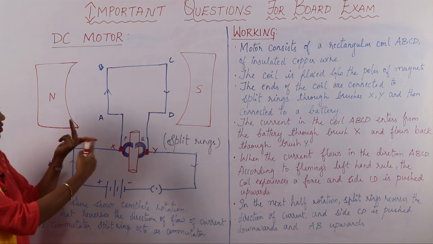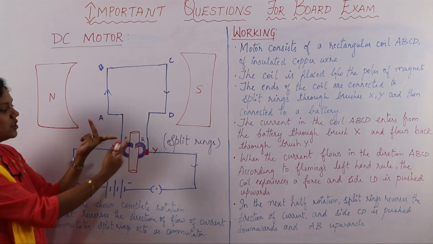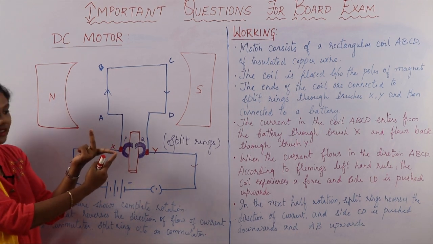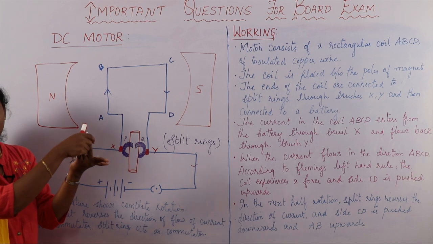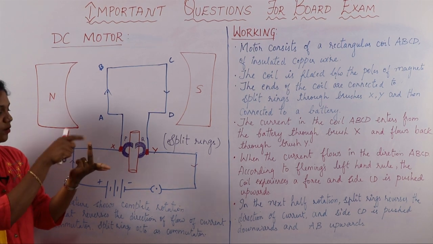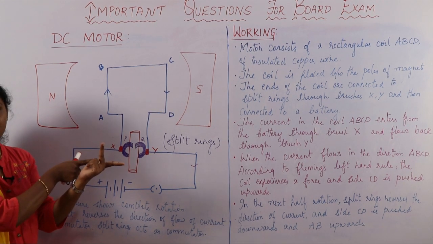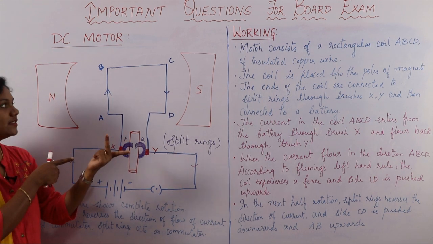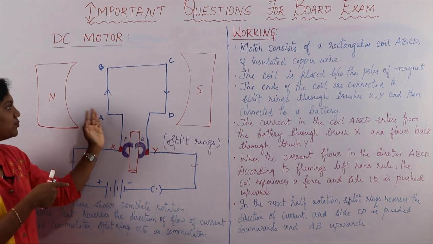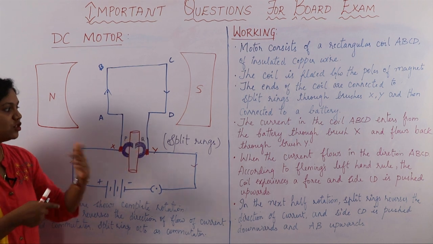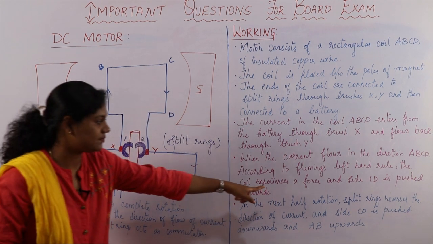And what is the direction of magnetic field? North to south. Four fingers point the direction of magnetic field. Middle finger points the direction of current. Then what is the direction of motion of conductor here? It is inside the board, that is downwards. The side AB is pushed downwards and CD is pushed upwards. That's what you can see here.